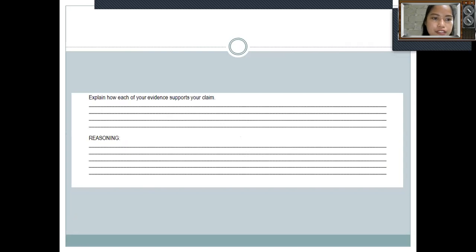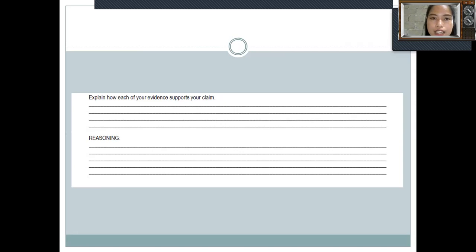Third, explain how each of your evidence supports your claim. So you're going to see the relationship of the evidence to your claim. It seems repetitive, but you're going to connect the two. And reasoning. Why? Why was that your answer? Why is the relationship like that? Why do you choose that claim and evidence?